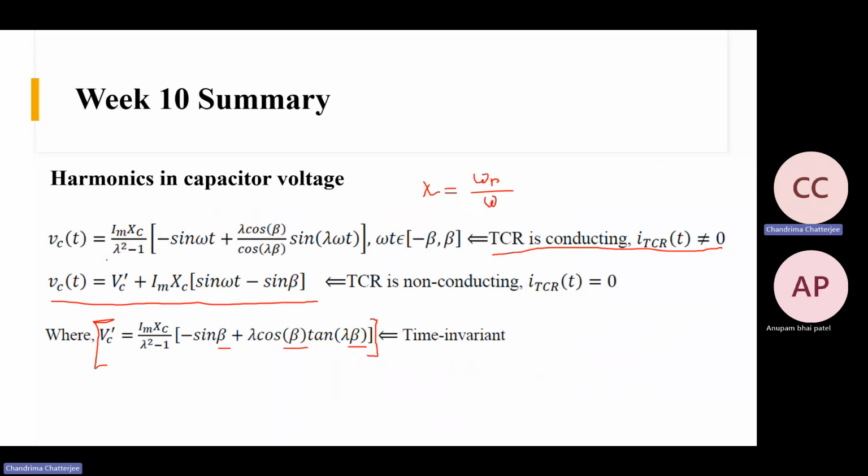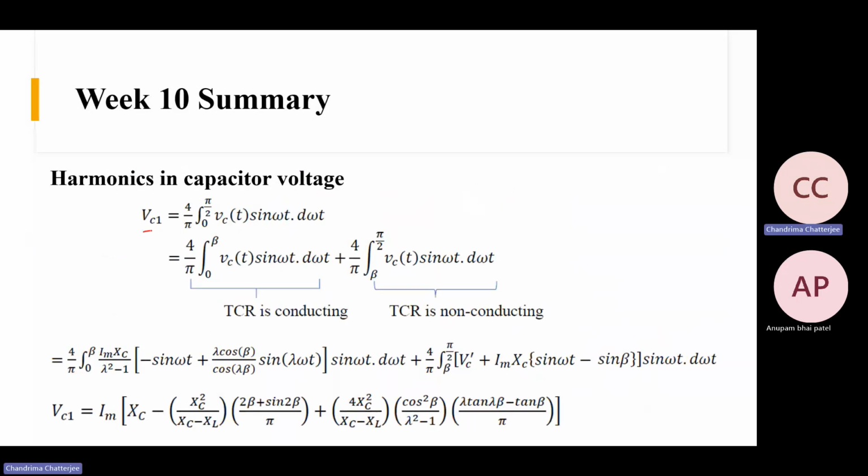Now, once we have the expression of this voltage, what can we do to analyze the harmonics? Obviously, we will do Fourier transform, right? We will represent this in terms of a Fourier series. We will do FFT, and that will give us the harmonics. So VC1 is the peak of the fundamental. This is the peak value of the fundamental component that is present in the capacitor voltage. And the expression is 4 by pi, integral 0 to pi by 2, VC(t) sin omega t d omega t.